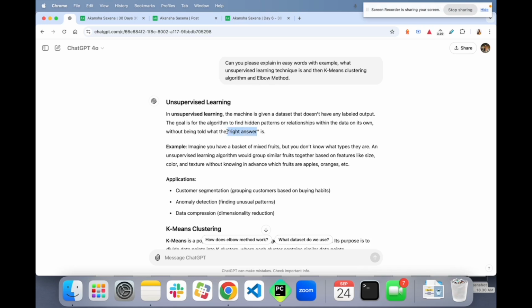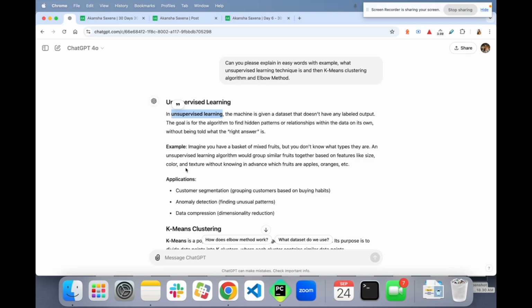Okay, so if you see in supervised learning, we have always had a target in our data set, right? And on the basis of the relation between the features and the target, we used to train our models. In unsupervised learning, we don't have that target. The algorithm has to figure out the hidden patterns and the relationships between the data on its own. So it does not have any target. That is why it is called unsupervised learning.